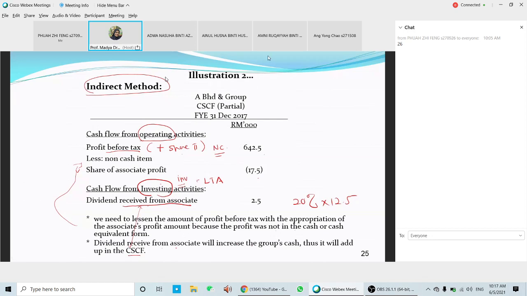If you have anything, you can voice out, because I cannot see some of the things you're putting in the chat box.